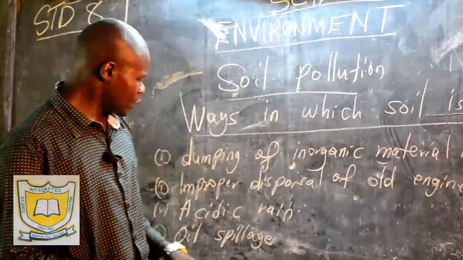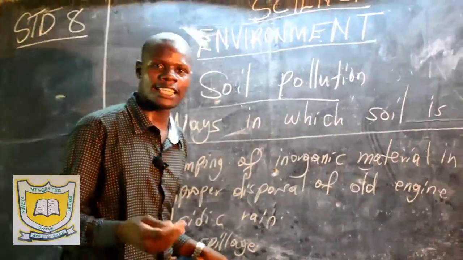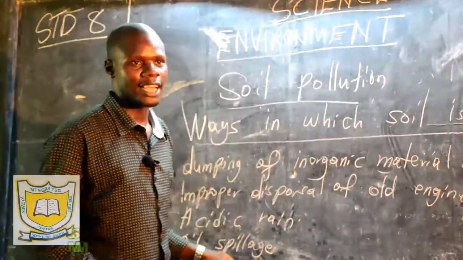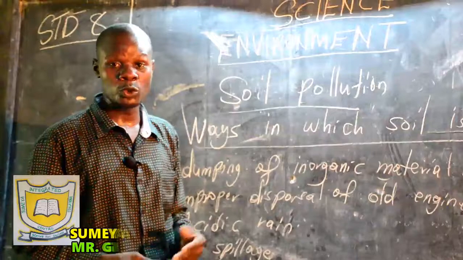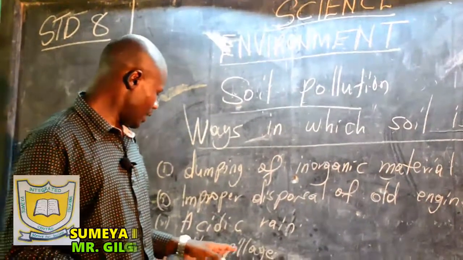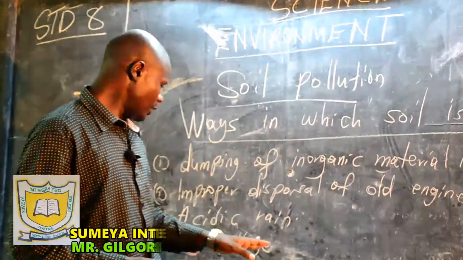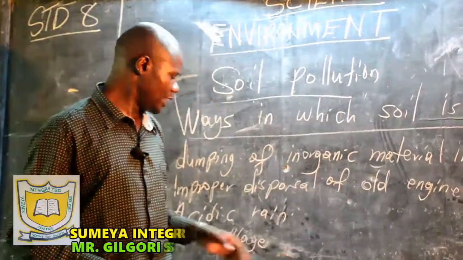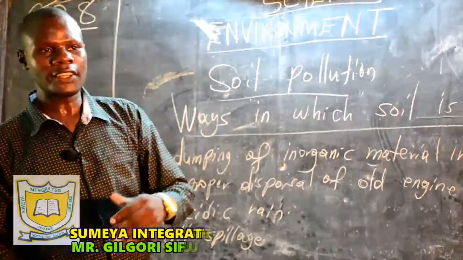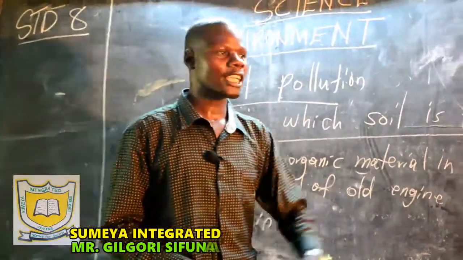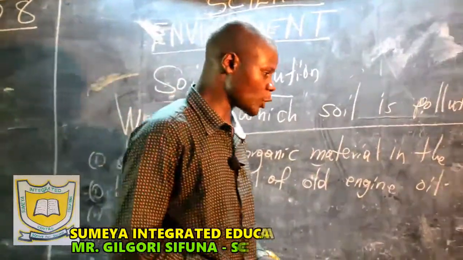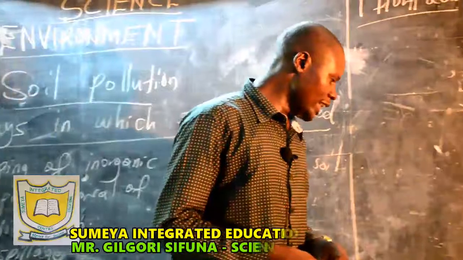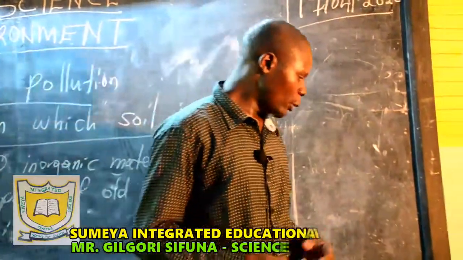Lastly, oil spillage in case of accidents on roads, anywhere. These vehicles, different vessels use oil. As they get an accident, you find that the oil in their engines spills all over in the soil, and it pollutes the soil. Okay, now these are the ways the soil can be polluted.